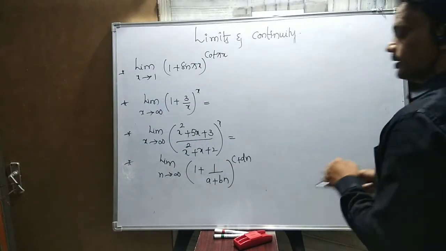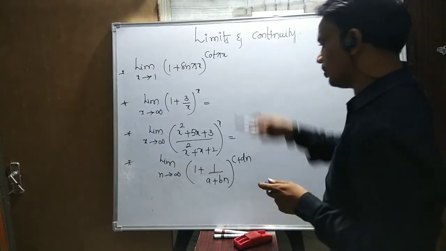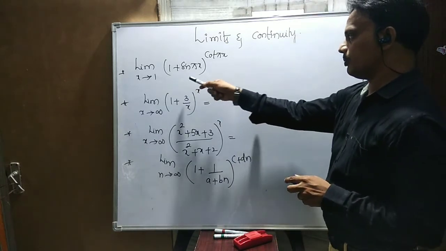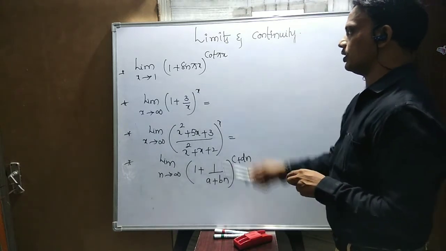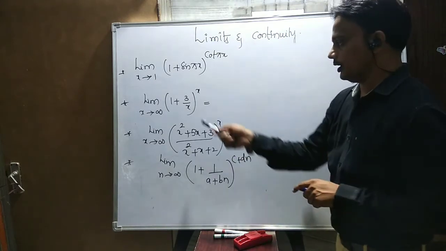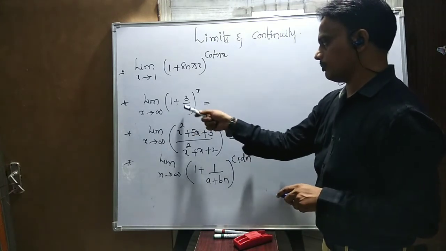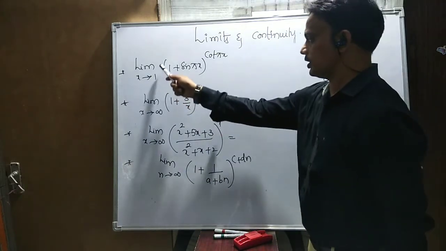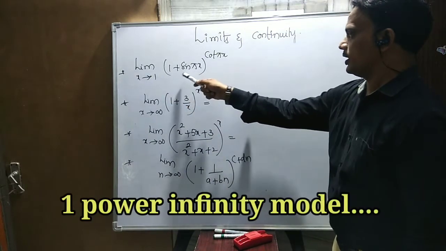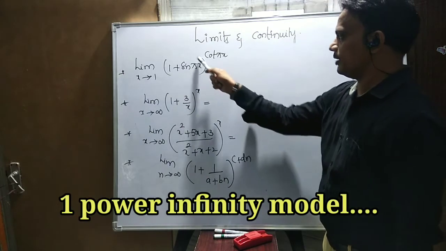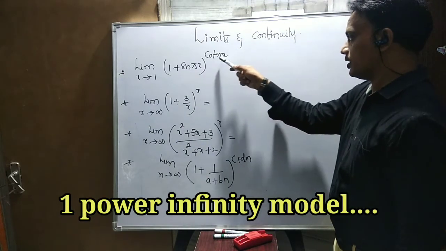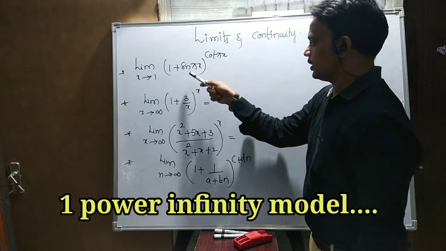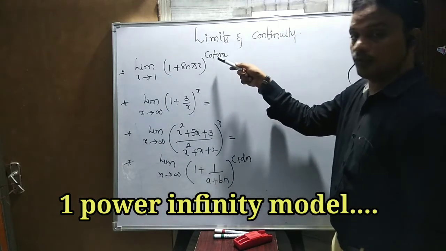Coming to the next model, observe these questions. Limit x tends to 1 of (1 plus sin pi x) raised to the cot pi x. Substituting the limit directly, x tends to 1, sin pi is 0 and cot pi is not defined, so we get the 1 power infinity form.